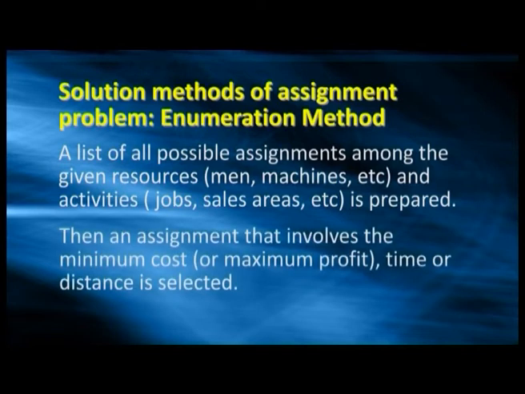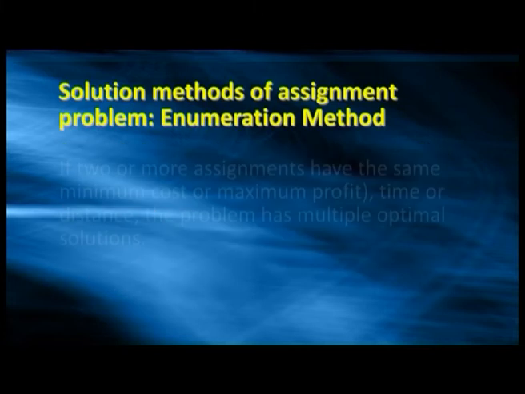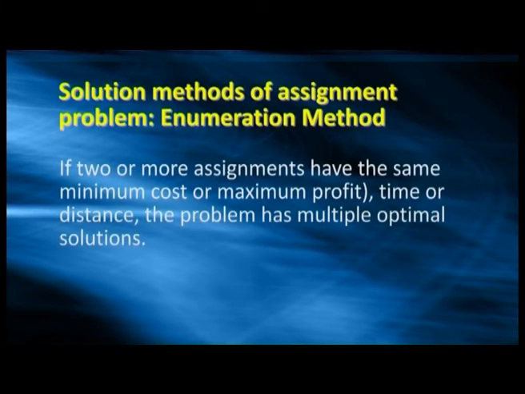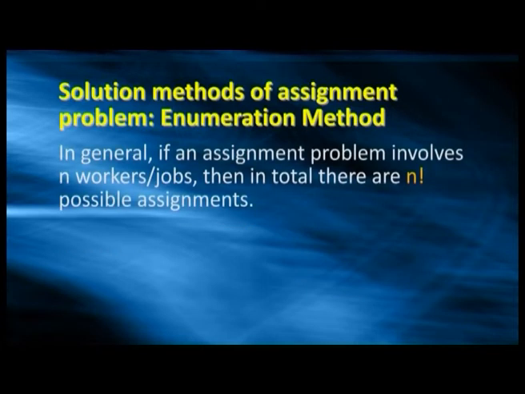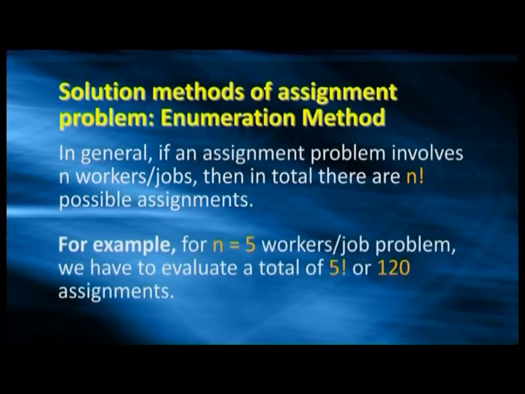Then, an assignment that involves the minimum cost or maximum profit, time or distance is selected. If two or more assignments have the same minimum cost or maximum profit, time or distance, the problem has multiple optimal solutions. In general, if an assignment problem involves n workers by n jobs, then in total there are n factorial possible assignments. For example, for a 5 workers by 5 jobs problem, we have to evaluate a total of 5 factorial or 120 assignments.